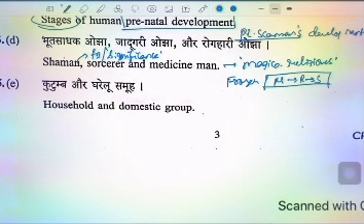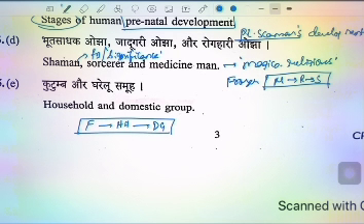And with this household and domestic group, again we see a continuum: family, then moving on to the household, then the domestic group. There is a kind of transition existing among these three words. Okay, and we can talk about L.H. Morgan's study with respect to the household and domestic group, right? Okay, next, moving further.